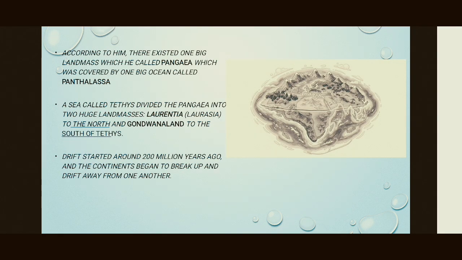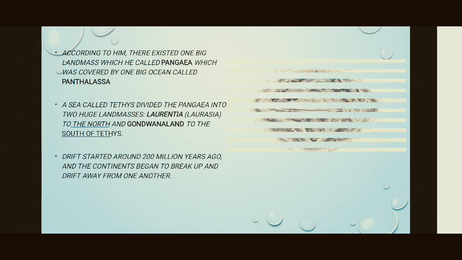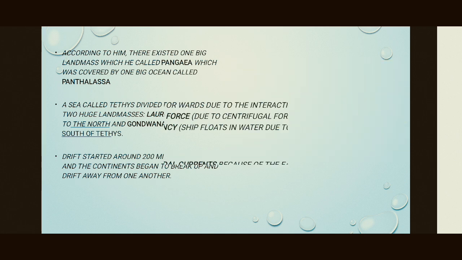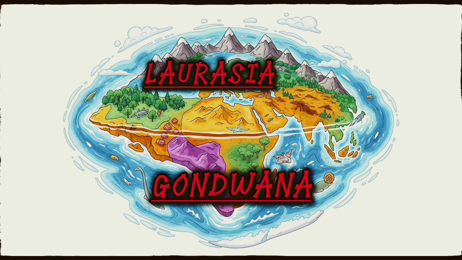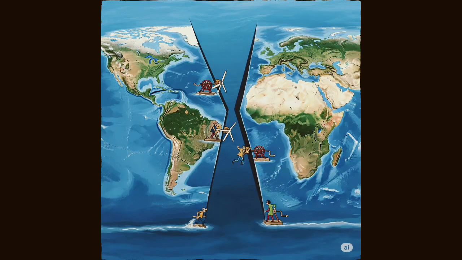He believed that a very long time ago, all the land on Earth was connected in one giant supercontinent named Pangaea, and this huge land was surrounded by a big super ocean named Panthalassa. Later, Pangaea was split by the Tethys Sea into two big parts, Laurasia in the north and Gondwanaland in the south. Then, about 200 million years ago, this big landmass started to break apart. Imagine a huge puzzle slowly breaking into pieces and drifting away from each other. That's what happened to our continents.